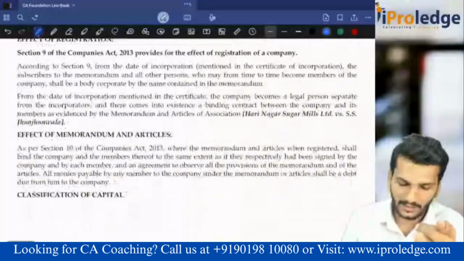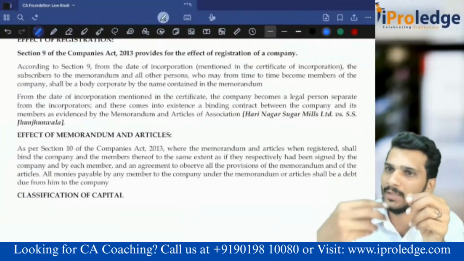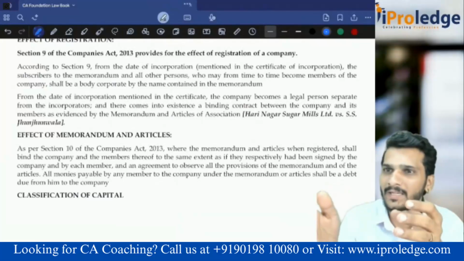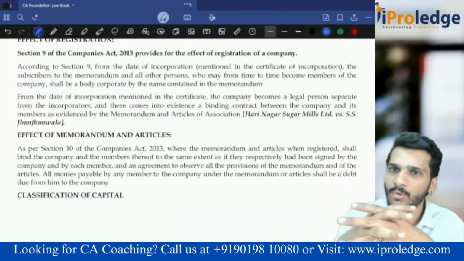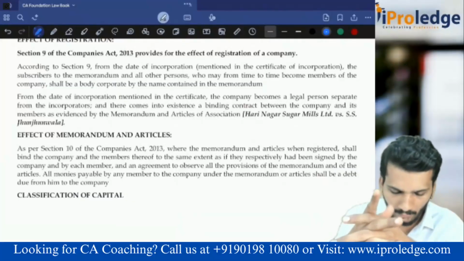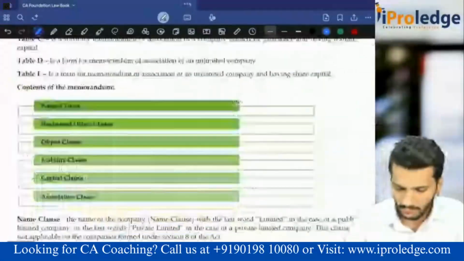What is the effect of registration? Effect of registration means from that day, whatever activity is done by the company, only the company is liable. That is the effect. It is always a separate legal person. It can go on doing its business. The effect of MOA will be effective. That's okay. We will discuss classification of capital in tomorrow's class.